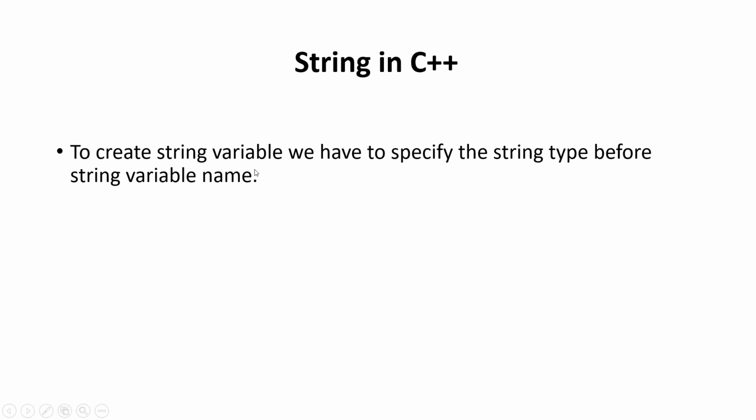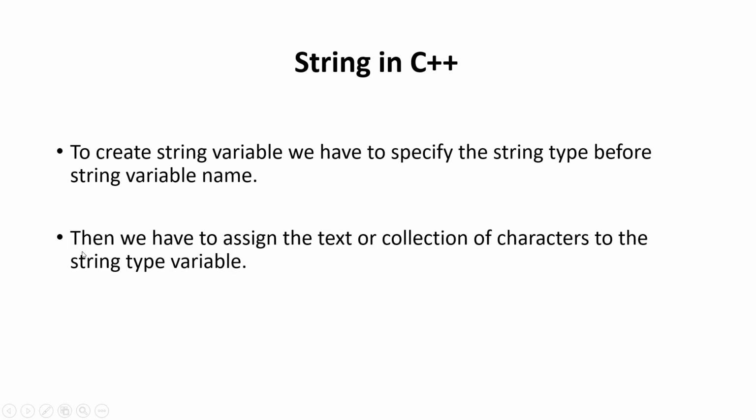To create a string variable, we have to specify the string type before the string variable name. Then we have to assign the text or collection of characters to the string type variable. When we create an integer variable, we have to write int and the variable name and assign the value. Same like this, we have to type string and the variable name and the text or collection of characters assigned to that variable.